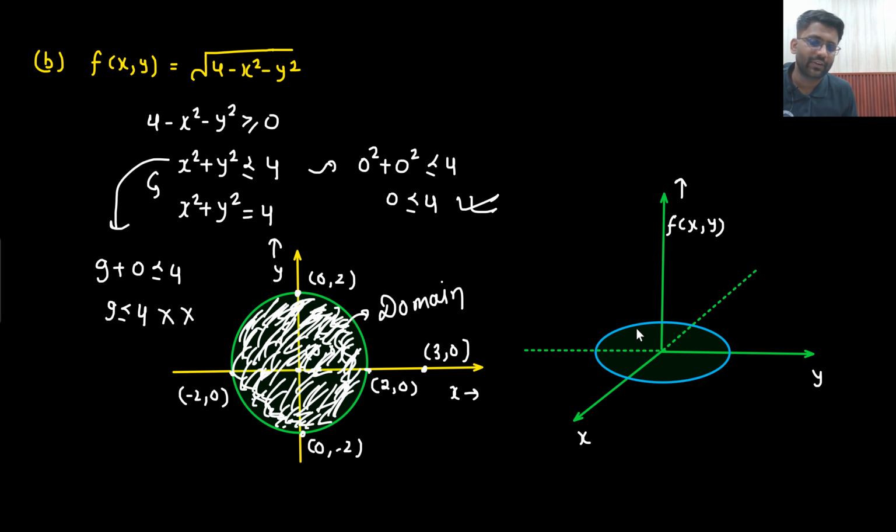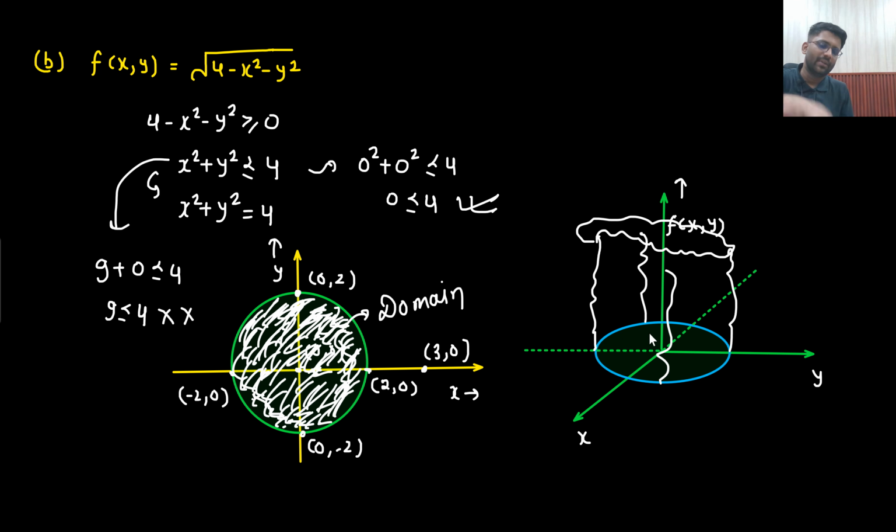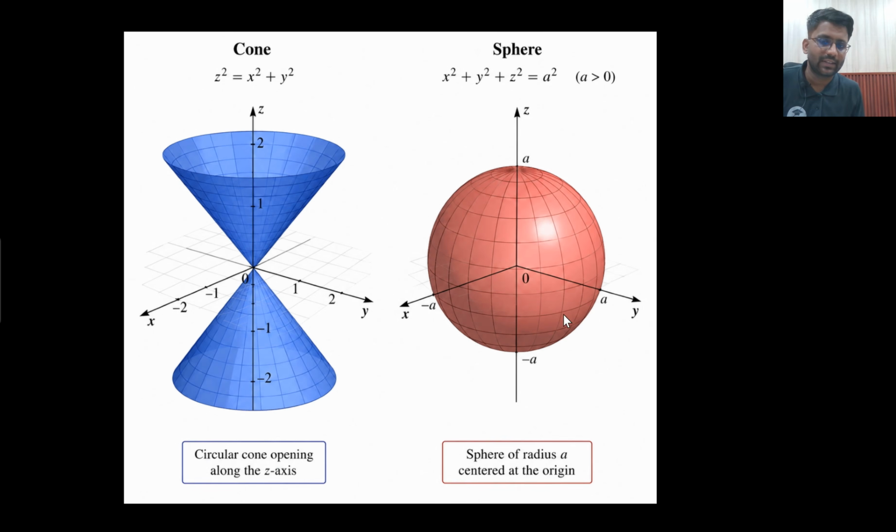So whatever the graph we draw on the upper side, whatever the structure we will get, I don't know, but that will be there in this much region only. After that, it will not be defined. So the graph will be made in this much region. I can show you the graph. This kind of graph you will be getting.